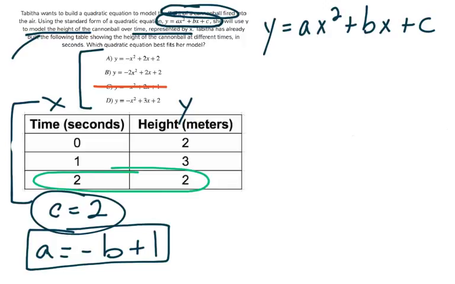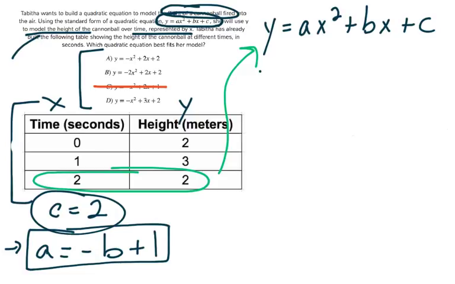Okay, I already created an equation, this a equals negative b plus 1. I need to create another equation. I'll have a system of equations, two variables. I can solve from there. Let's plug in my last point here into the same equation. That's the standard form equation.